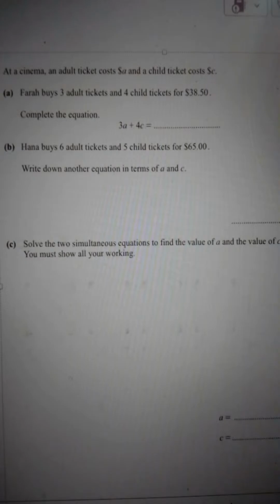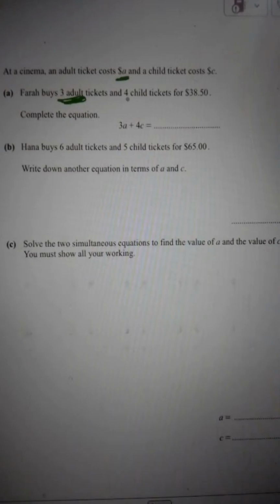In part A, the information given is that Farah buys 3 adult tickets and 4 child tickets for $38.50. Complete the statement. You can see that 3 adult means the count is 3, the number of tickets is 3 and the price is A. So the total cost for 3 adult tickets is 3A.